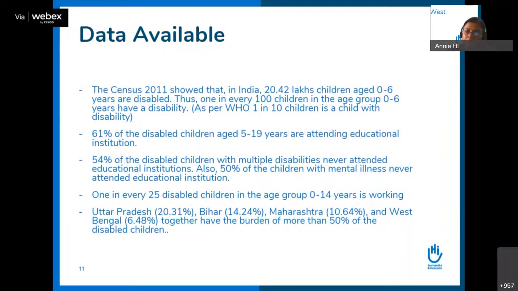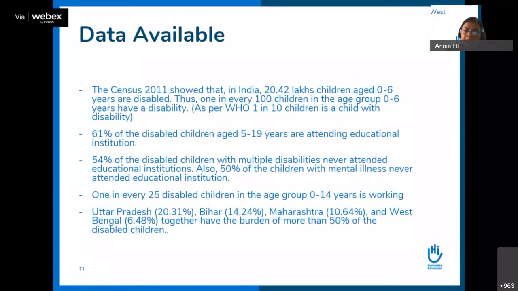And if you look at the WHO guidelines and WHO figures, they estimate that one in every 10 children has a disability. Of course, the WHO definition of disability is slightly different from our Indian definition of disability. And also, sometimes a lot of disability is not visible and it is not identified.